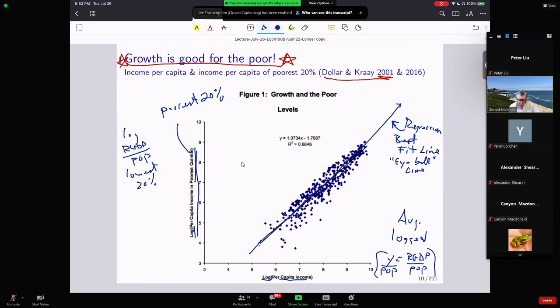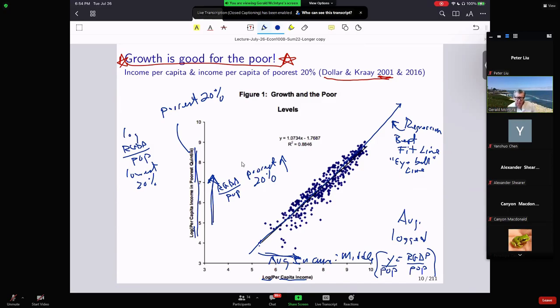And what this upward slope means is the following. As the average income increases, and the average income is the income of the middle, so think of it as the income of the middle class increasing, the income of the poorest 20% also rises. So when the middle class improves, the bottom also improves. So the entire distribution is moving up, not just the middle, but the bottom too.